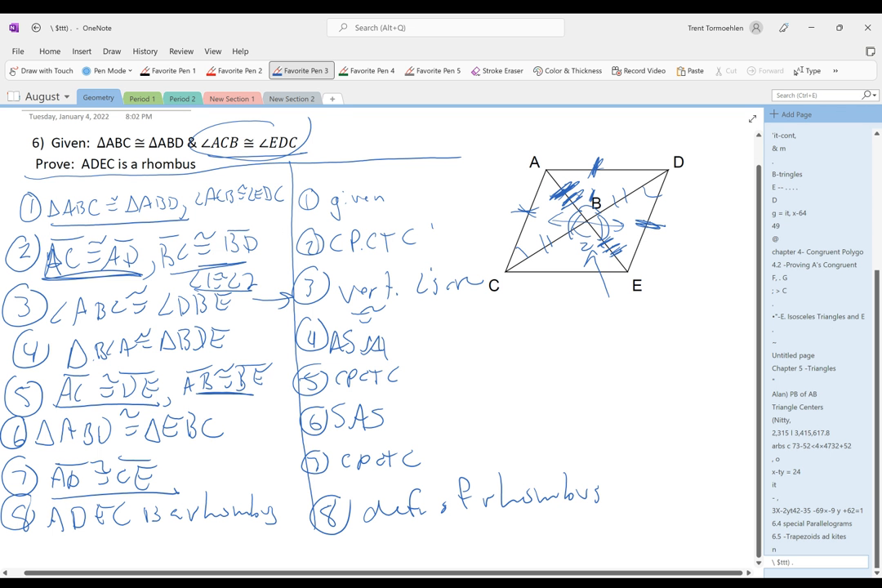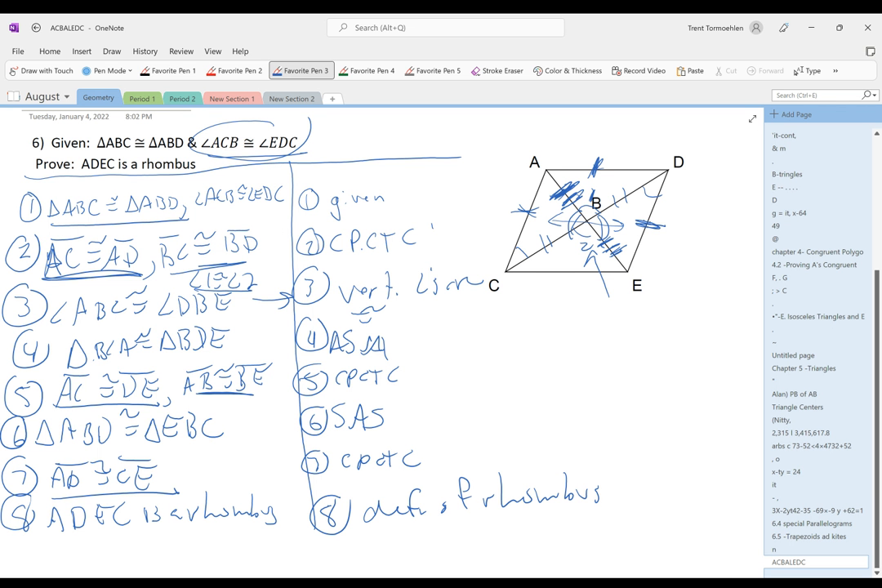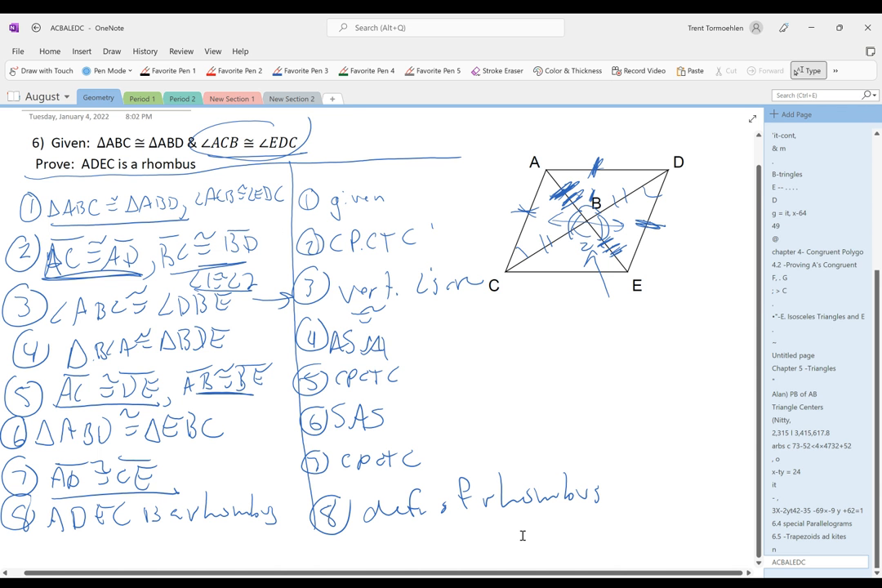So again, the thought process behind this is to use these congruent triangles inside a parallelogram and a rhombus to prove things about it. And that's almost always the direction you're going to go when you're doing proofs about quadrilaterals and rhombuses and parallelograms and things like that.